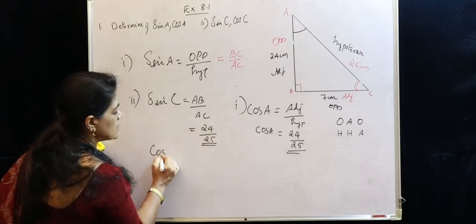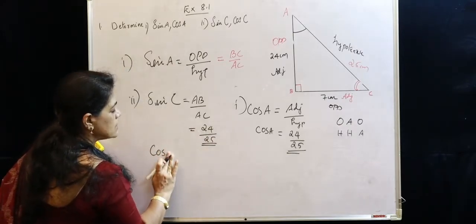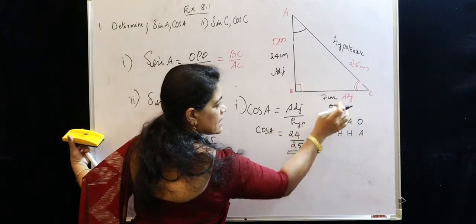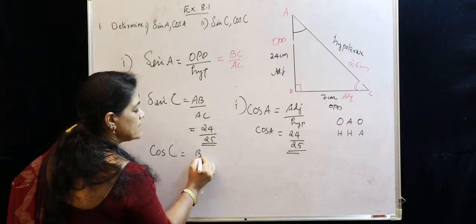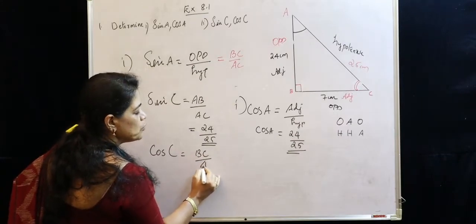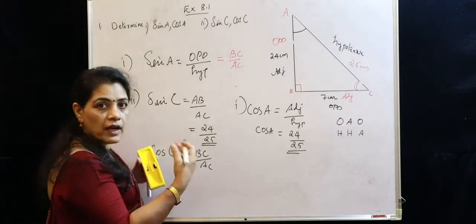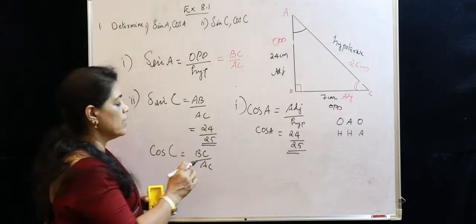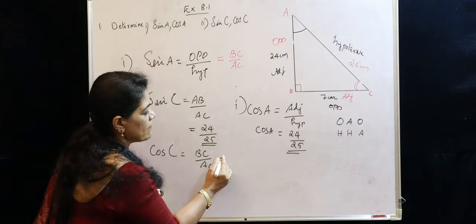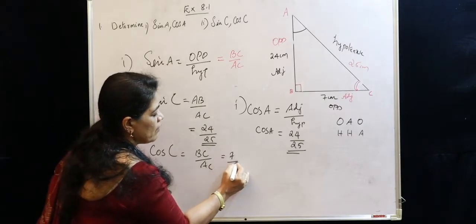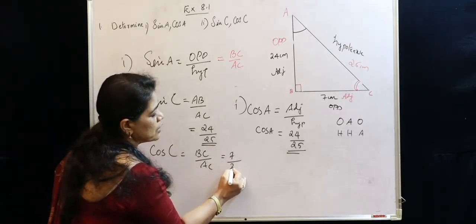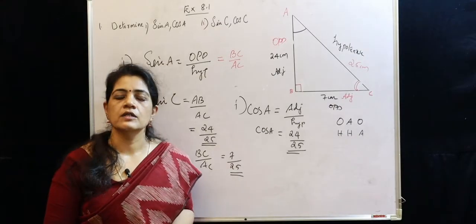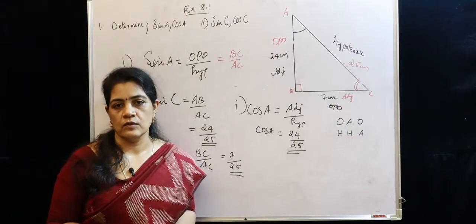And cos C, that is with respect to this angle C, adjacent side is BC, BC by AC. It would be better to mark this side before writing the measurement of the side, to avoid mistakes. So BC is 7 centimeter divided by AC is 25 centimeter. This is cos C. Understood? This is all about the first question.